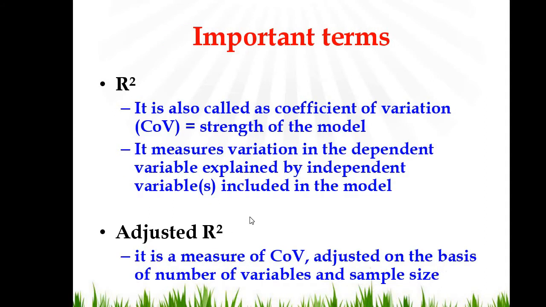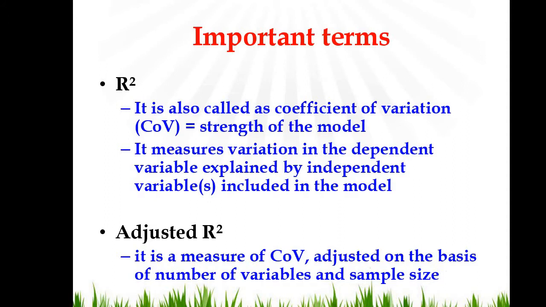And what is R square? R square is also called as the coefficient of determination, and it measures the strength of the model. It ranges from 0 to 1. Higher the better. If it's closer to 1, that means it is a very strong model, and if it's closer to 0, it means that is a very weak model.